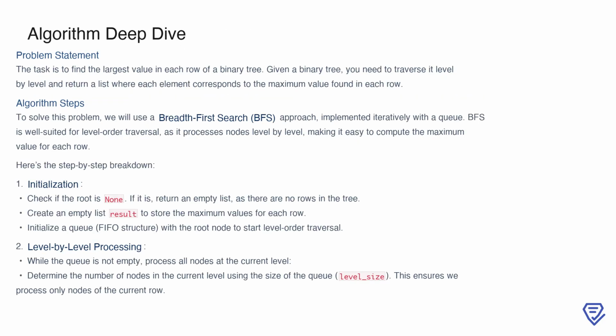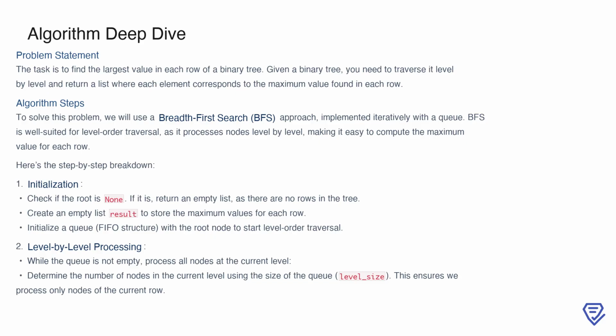In this problem, we need to identify the largest value in each row of a binary tree. To achieve this, we'll traverse the tree level by level and collect the maximum value from each row. This naturally leads us to use a breadth-first search, or BFS, approach. BFS is particularly suitable here because it processes the tree one level at a time, allowing us to compute the maximum value for each row as we traverse.